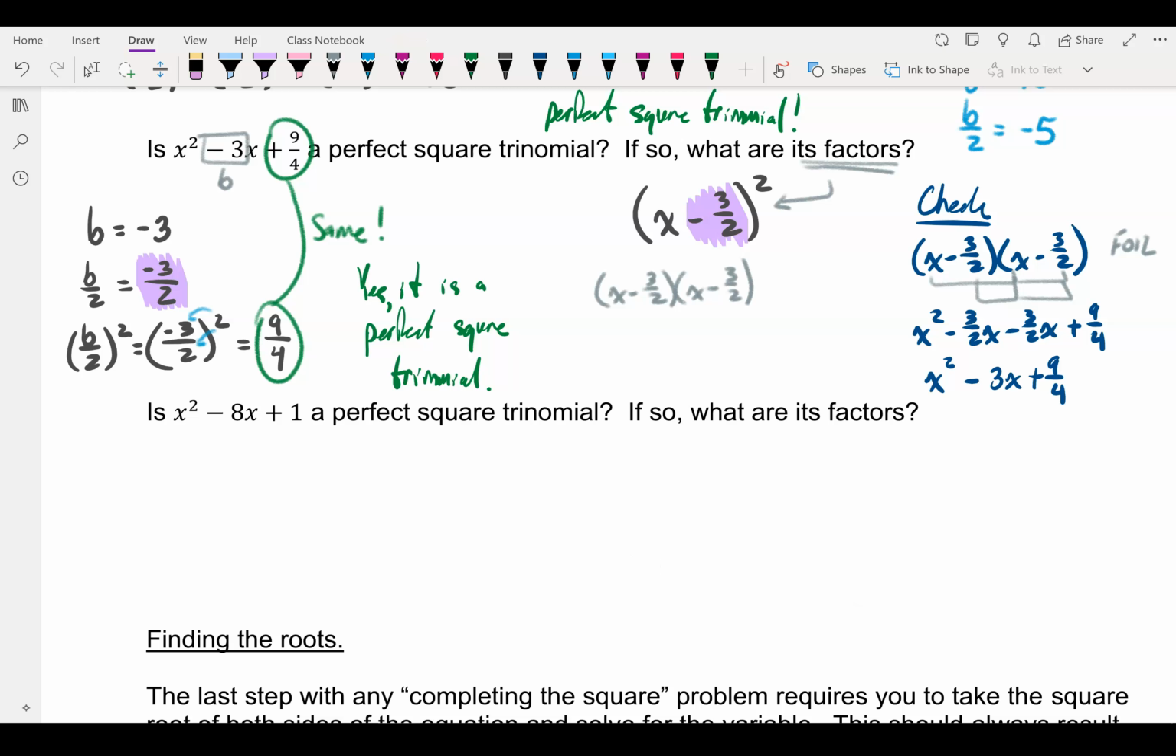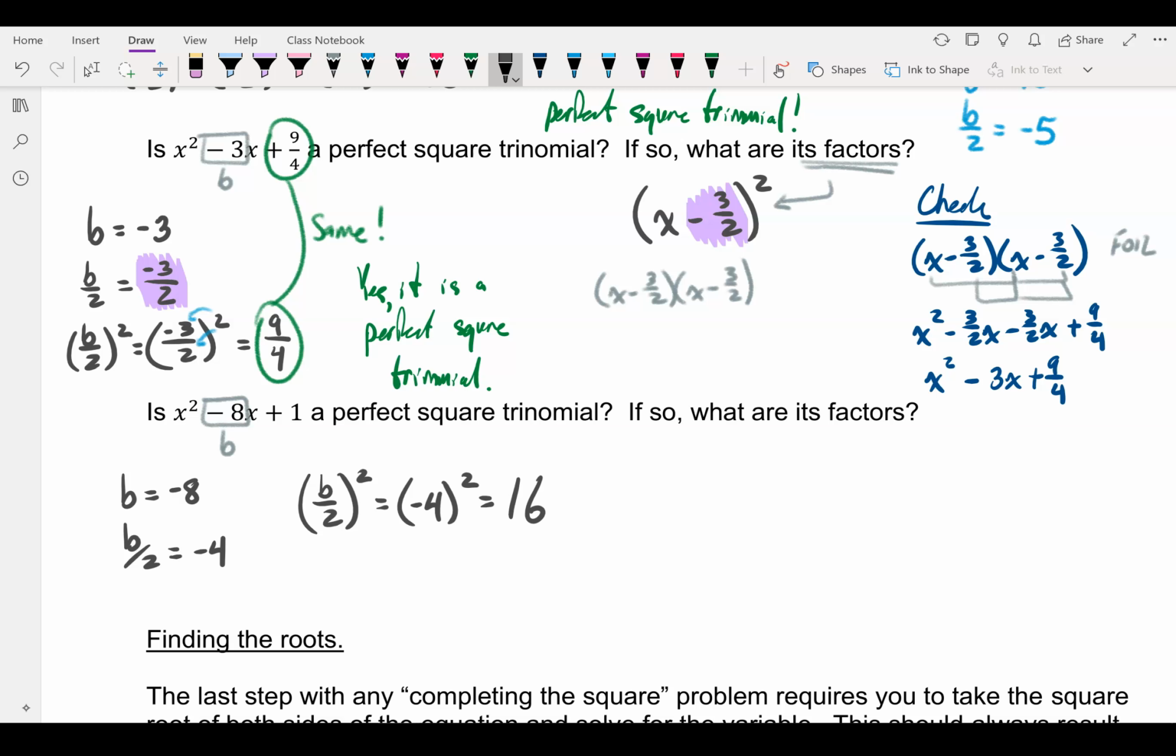Is x squared minus 8x plus 1 a perfect square trinomial? If so, what are its factors? Let's take a look. What we care about, again, is the middle number. That's our b. b is negative 8. That means that b over 2 is negative 4. But what we really need is b over 2 all squared. So this is b over 2, negative 4. We're going to square that. Negative 4 squared gives us 16.